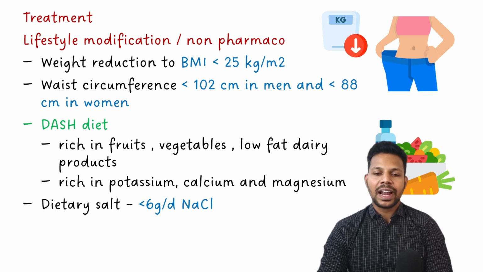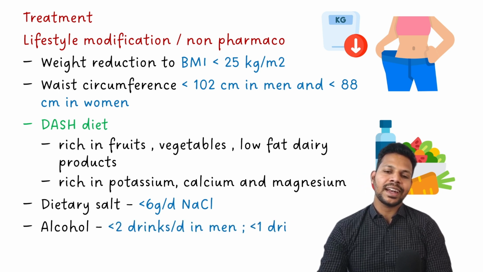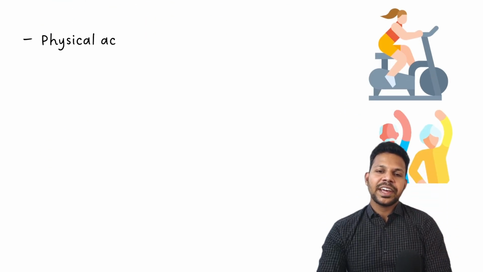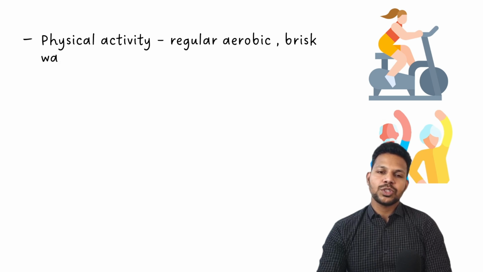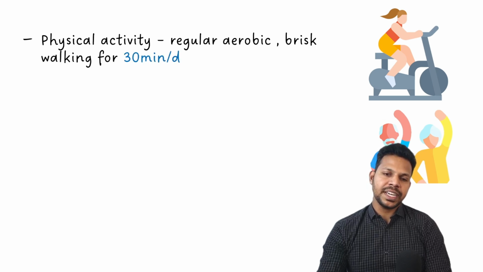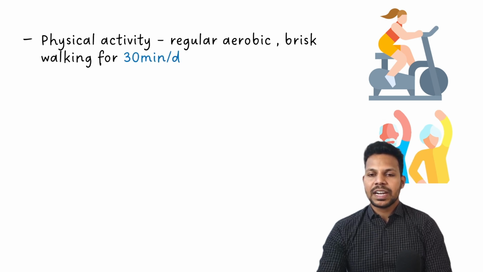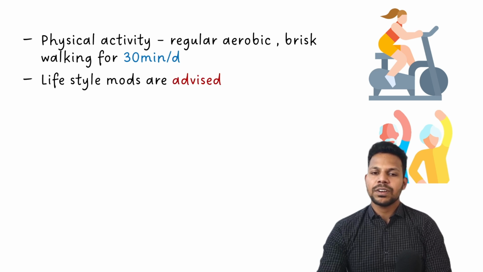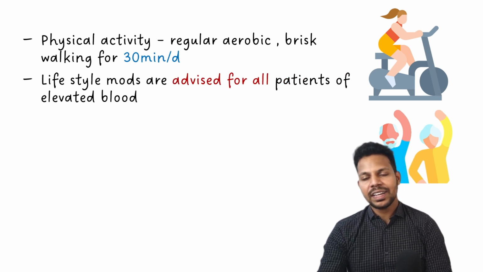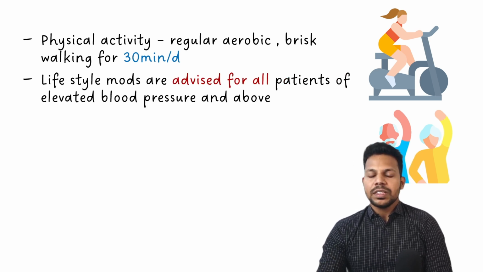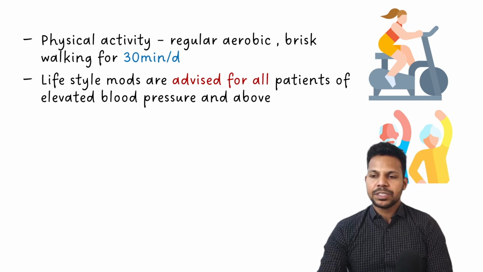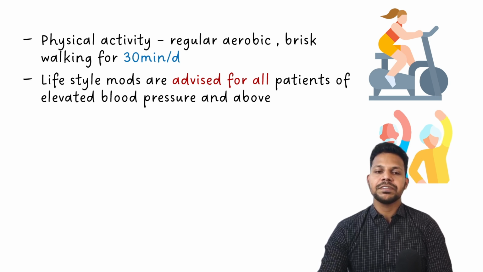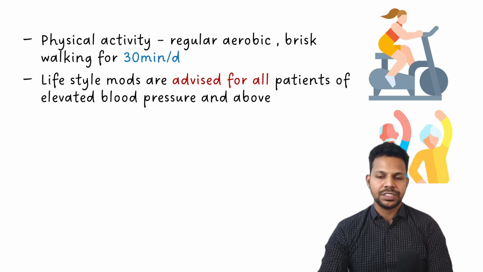And when you talk about alcohol, alcohol should be reduced to less than 2 drinks per day in men and less than 1 drink per day in women. In regard to the physical activity, a regular aerobic physical activity or the brisk walking should be done for at least 30 minutes per day. And the lifestyle modifications are advised for all the patients of elevated blood pressure and any stage of hypertension. Irrespective of staging, each and every patient of elevated blood pressure should receive the advice for lifestyle modifications.